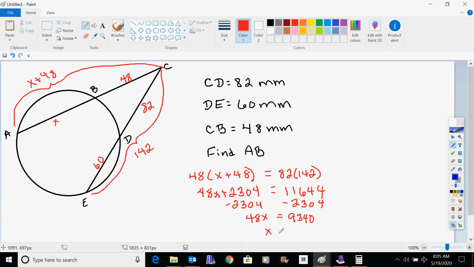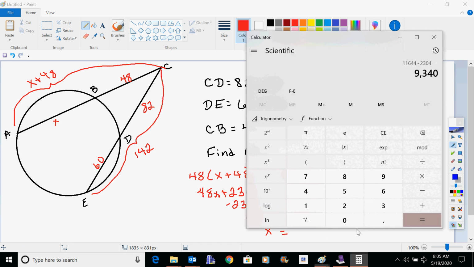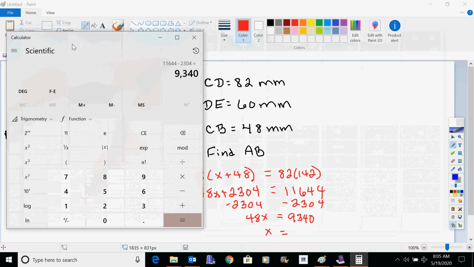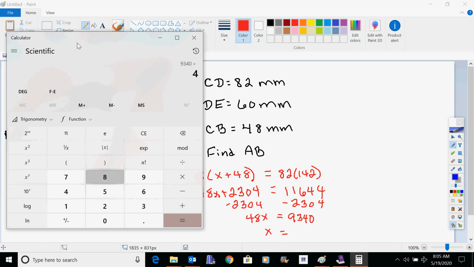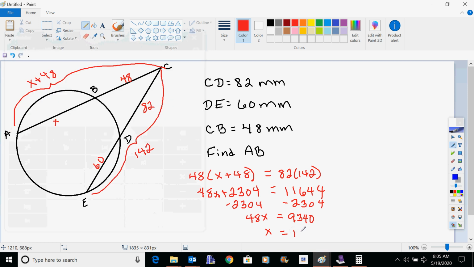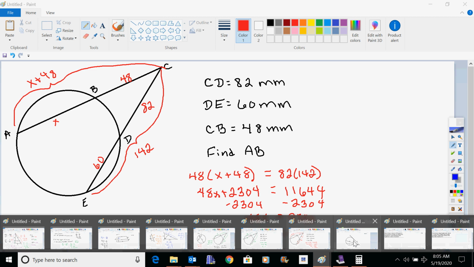Then divide by 48. And x is 194.58. Okay, so those are those. I know I kind of camped on them for a while, but just to make sure.